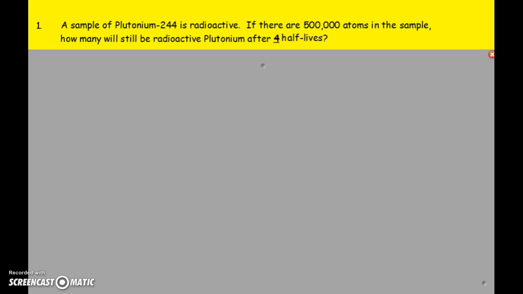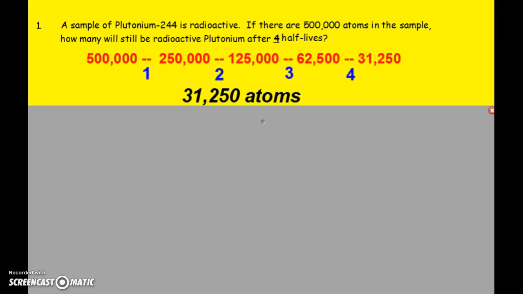But first you see a sample of plutonium-244 that's radioactive. If you're starting with 500,000 atoms in the sample, how many are still going to be radioactive after 4 half-lives? So that just means I'm going to have to divide by 2 4 times. Because after the first half-life, 500,000 goes down to 250,000.